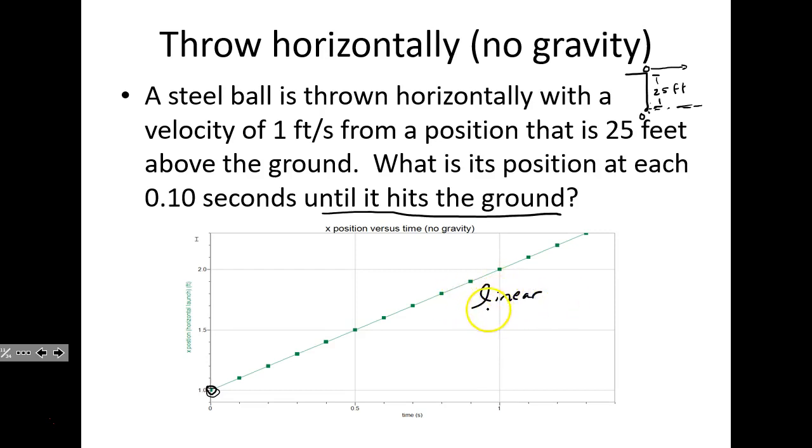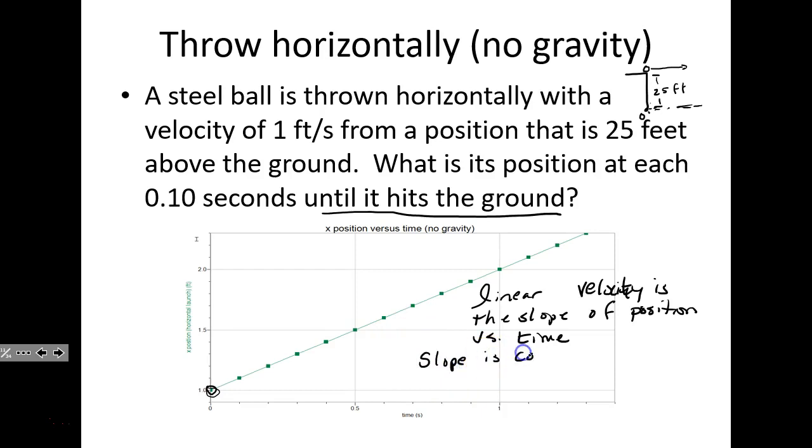Okay, and because it's linear, we can say that the velocity is the slope of this graph of position versus time. Okay, and since our slope is constant, then that must mean our velocity is constant. So if we've got a constant velocity scenario, that means that our force is constant.